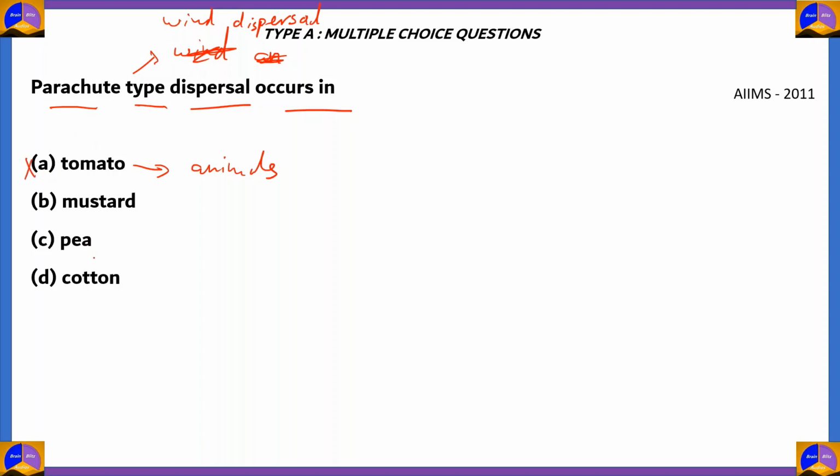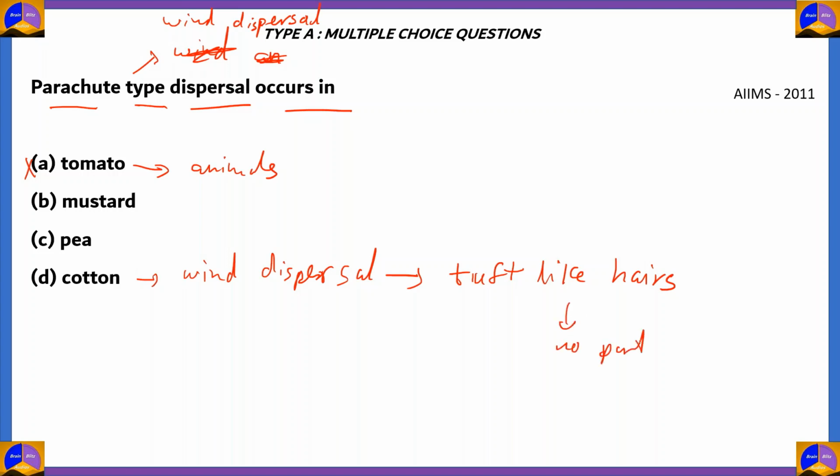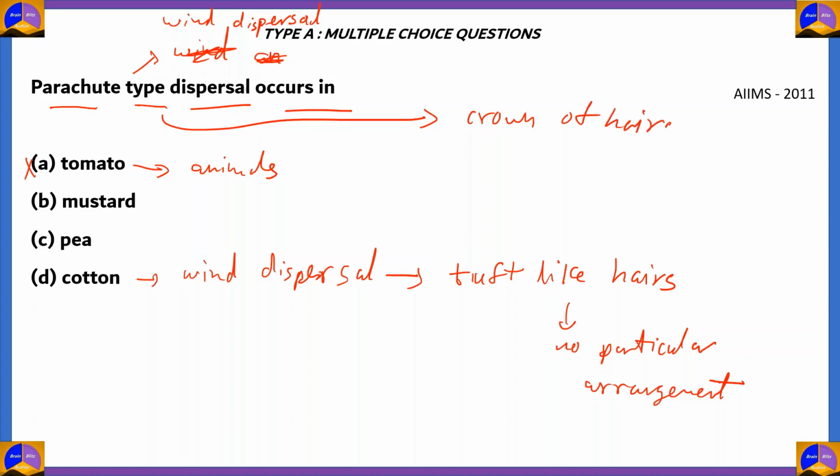What about option D? Cotton. Cotton is again found in wind dispersal, so it is a possible candidate, but it uses tuft-like hairs in no particular arrangement, which is very different from parachute type, because parachute type dispersal contains a crown of hairs. So option D is incorrect.